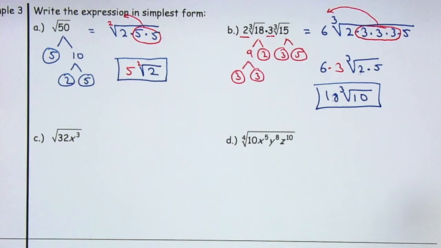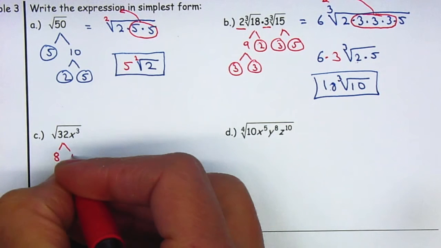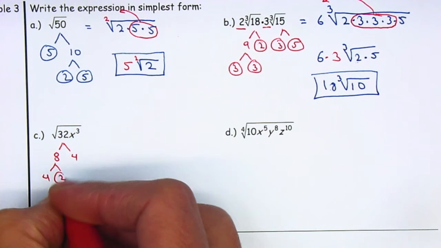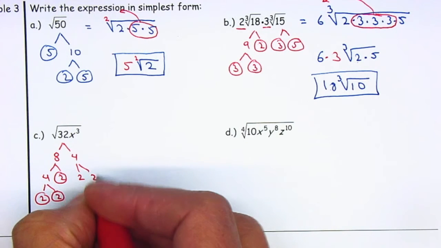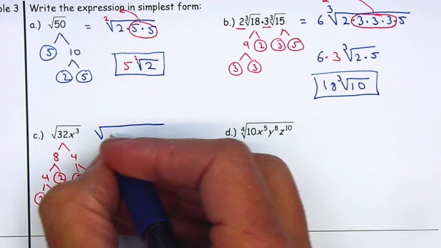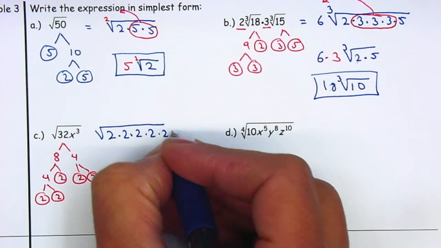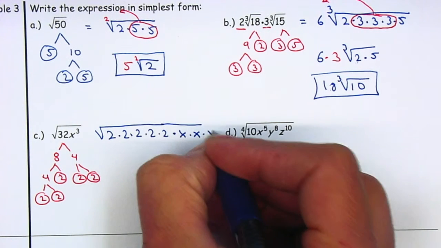Let's continue with letter C. First time that we have a variable inside the radical. First I'm going to do my factor tree for 32. That'll be 8 times 4. 8 will be 4 times 2. 2 is a prime number. 4 will be 2 times 2. 4 will be 2 times 2. Inside the radical, I'm going to place all of the 2s, all of the prime numbers: 1, 2, 3, 4, 5. And let's also expand the x's. So we have x, x, and x.